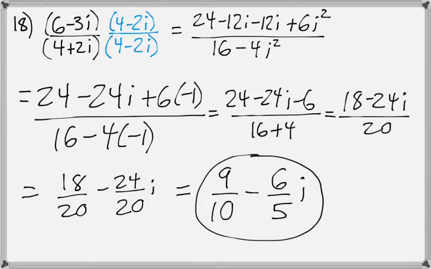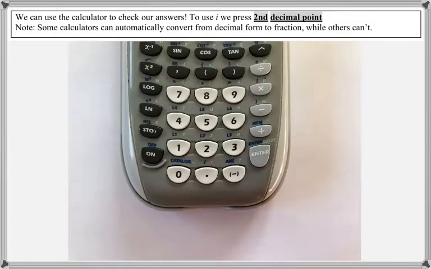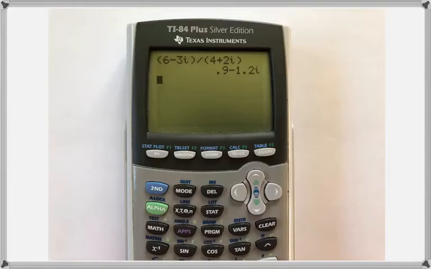So we can actually check these on our calculator. To use the i, we have to press second and then the decimal place. So it's going to be right there. And some calculators can automatically convert from decimal form to fraction while others can't. I'll show what that means. If you just type in the original problem with the parentheses as we see it and press enter, you will get the answer here.